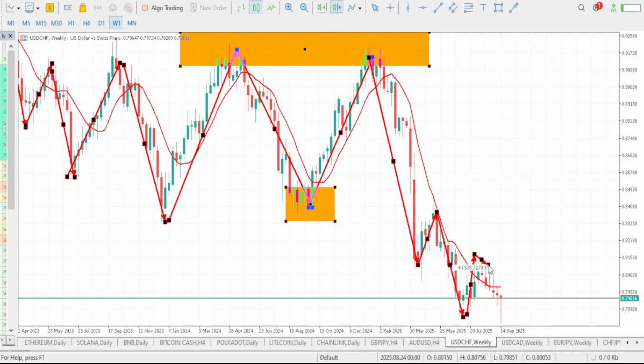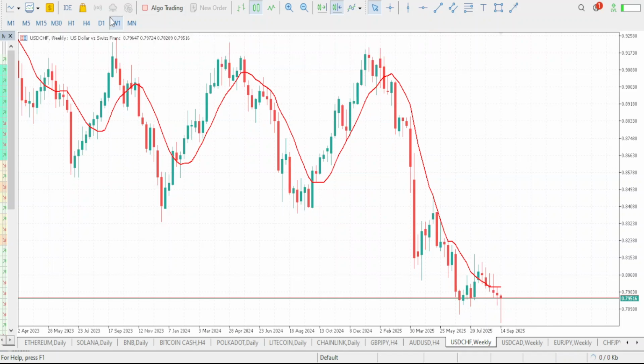So on USD Swiss franc, our next movement is another drop, which basically should take out this previous lower low. You can see it here. This is the previous lower low. Expect the market to drop and give us a new lower low, thereby taking out this previous lower low here. Now let's go down to the daily time frame.